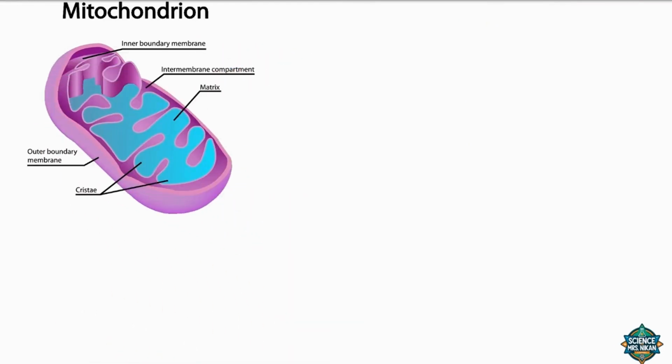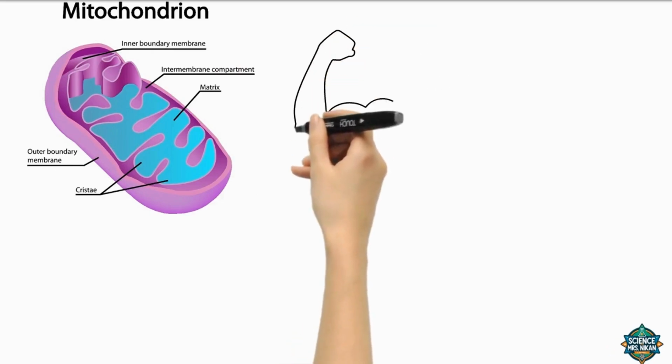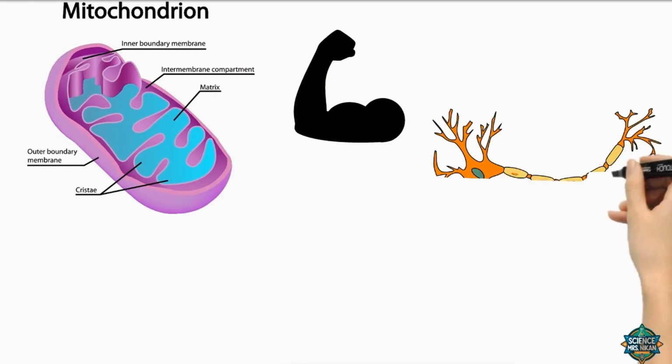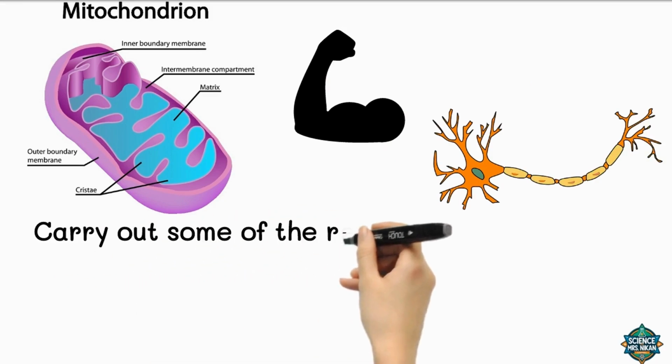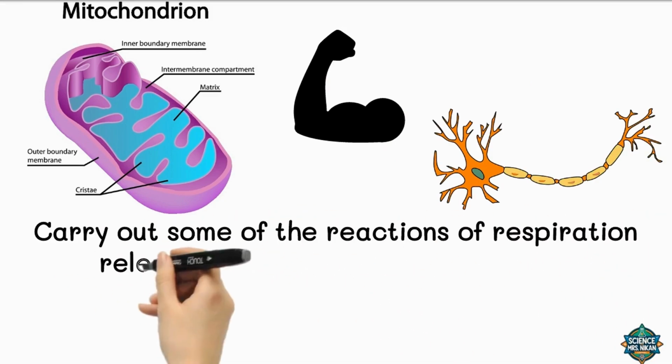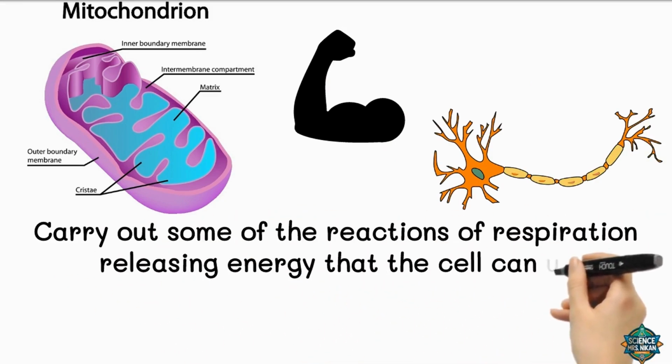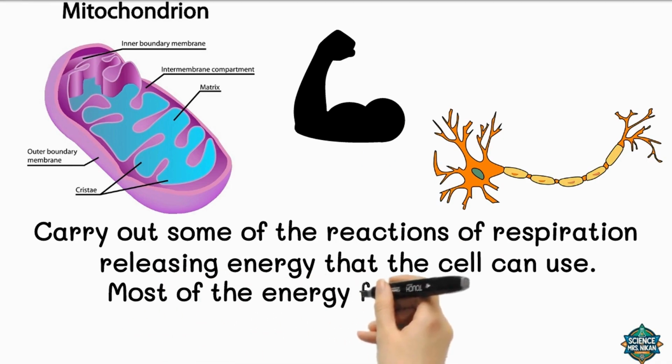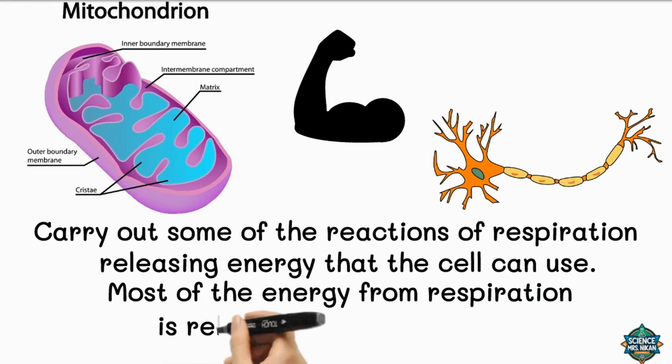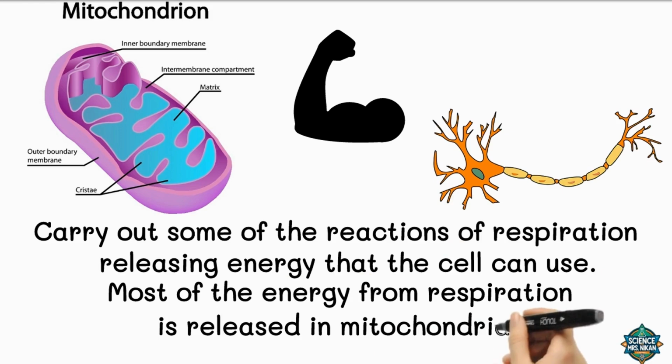One organelle that is found in the cytoplasm of all living cells is the mitochondrion. In cells that need a lot of energy, such as muscle or nerve cells, there are many mitochondria. They carry out some of the reactions of respiration, releasing energy that the cell can use. Most of the energy from respiration is released in the mitochondria.